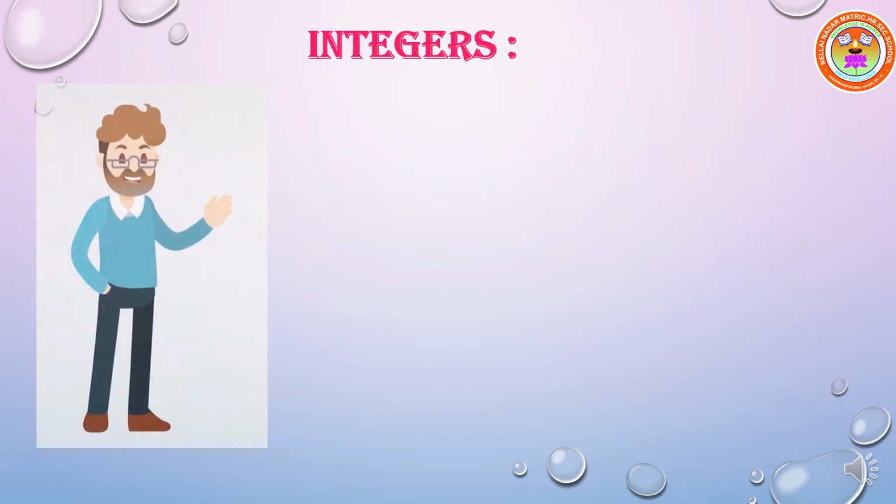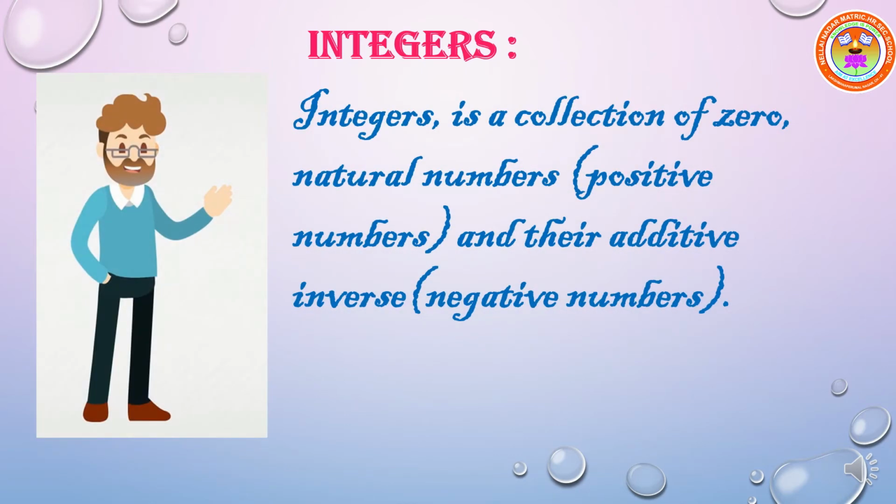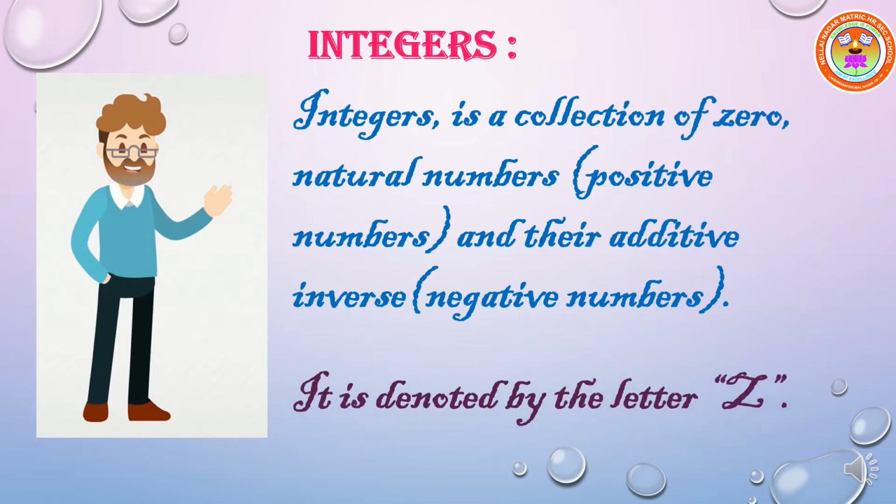Now, what are integers? Integers is a collection of 0, natural numbers, that is positive numbers, and their additive inverse. Additive inverse are nothing but negative numbers. So integers is a collection of 0, natural numbers and their additive inverse. It is denoted by the letter Z.